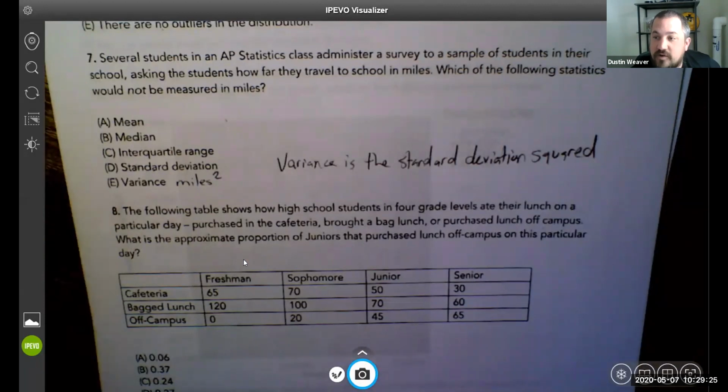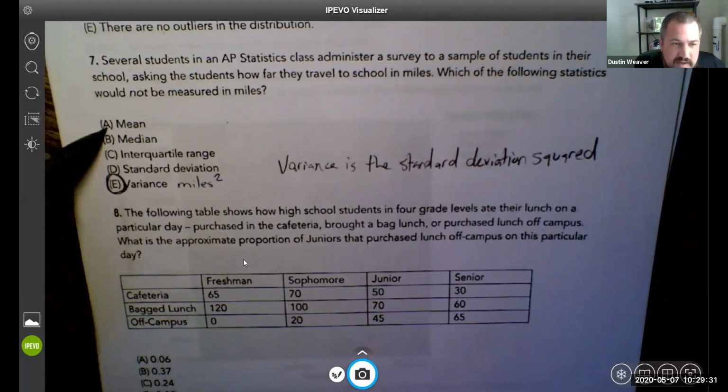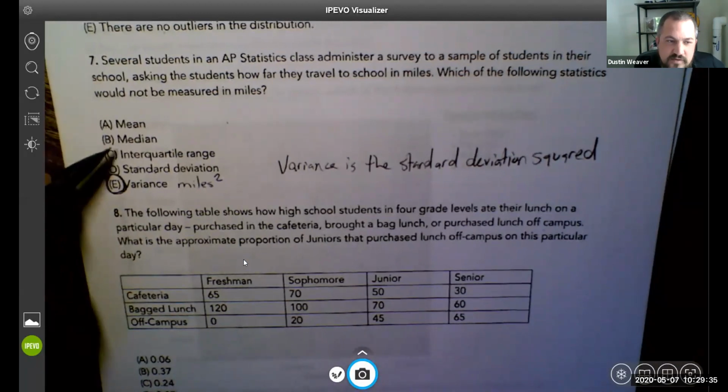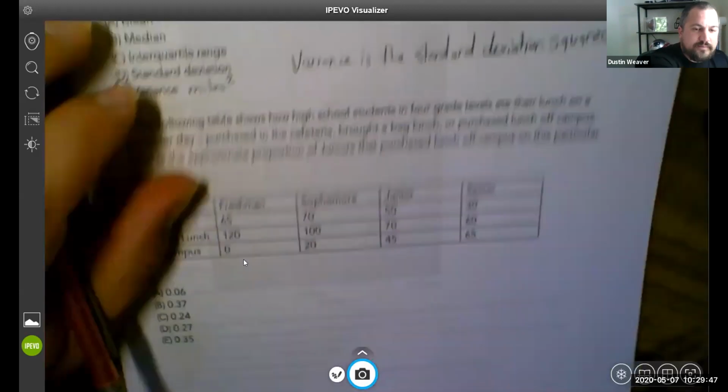I understand that's a pretty difficult one, right? But if you think about it, you can see why the mean would be in miles. You can see why the median would be interpreted in miles. It's easy to understand how the interquartile range would be interpreted in miles. The standard deviation is your average distance. That would be in miles. Variance, though, would be miles squared. All right, let's go to number 8.